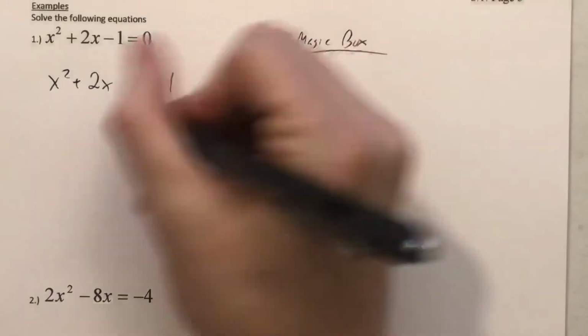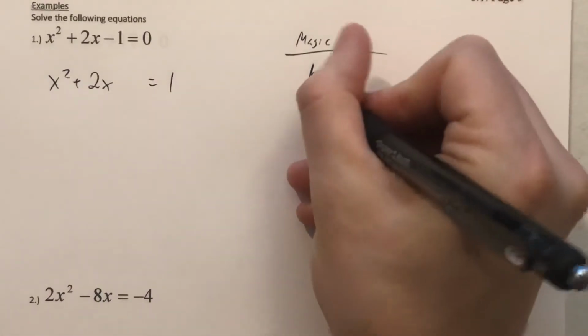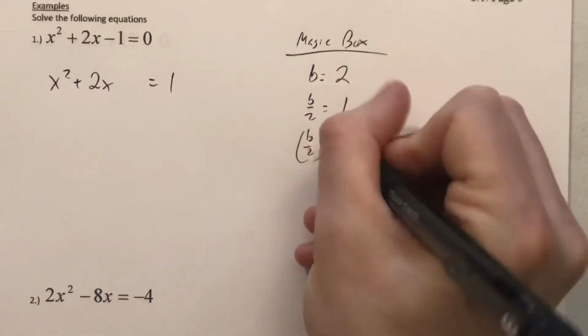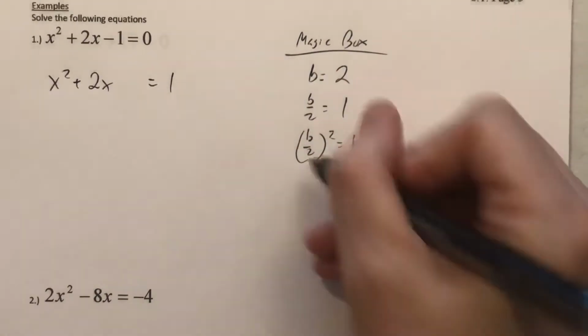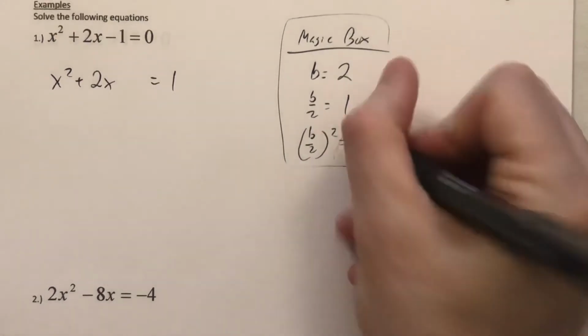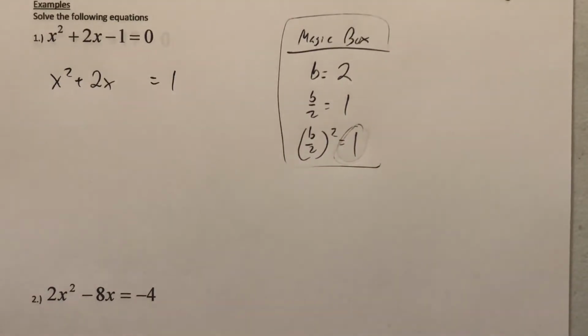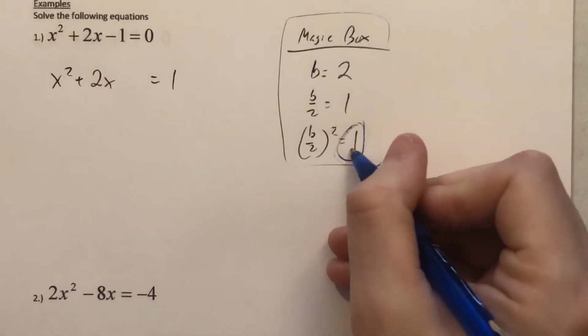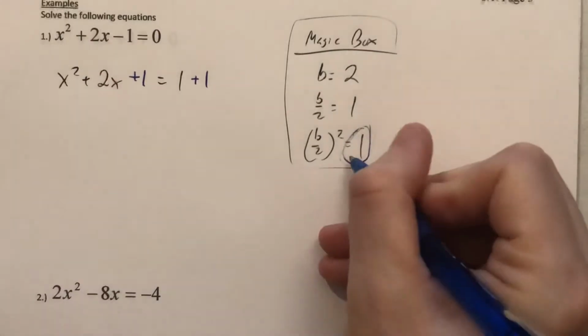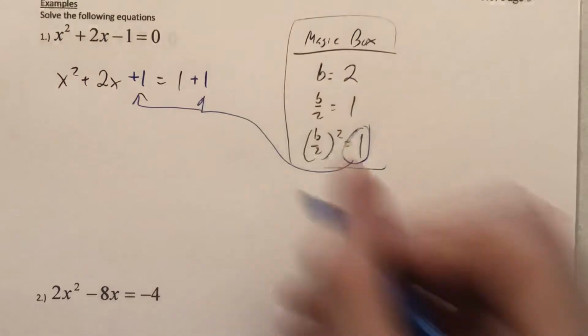Start with the value on the x term, 2. We need half of that. We need to square it. That is your magic box right there. That is your magic number. I'm running out of ink. I guess we're switching to blue. So with that 1, we take that 1 and we add it to both sides. Again, that magic number is going to go right there.